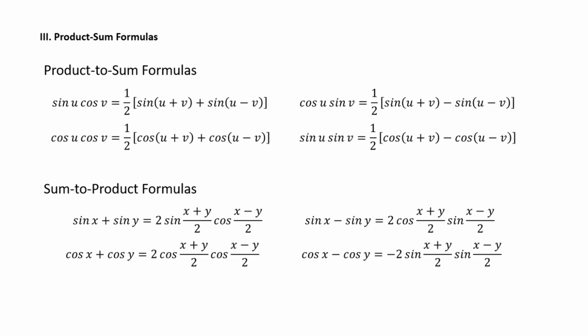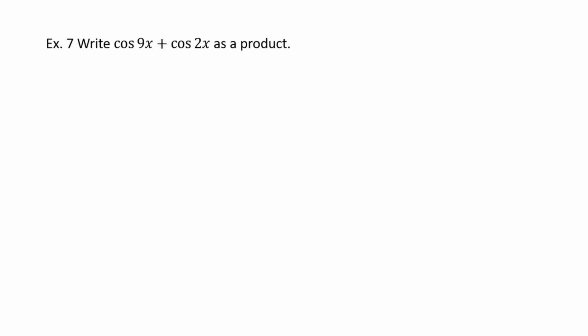Roman numeral 3, product sum formulas. Provided for you are the product to sum formulas and the sum to product formulas. These are quite extensive, and you will not be expected to memorize these 8 identities. Write cosine 9x plus cosine 2x as a product. So this would be a sum to product formula.